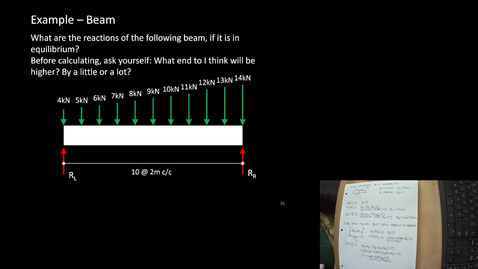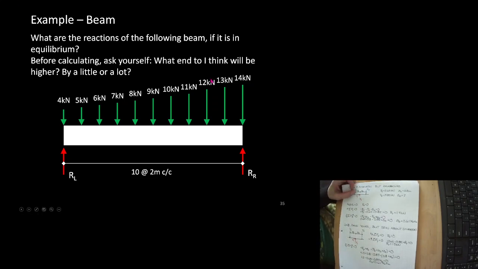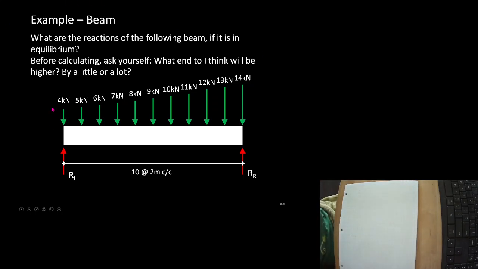Okay, let's start with an example. We want to figure out what the reactions of the following beam need to be for it to be in equilibrium. We want to know what these reactions need to be for this thing to be in equilibrium. Here's where I want you to think, what is happening here?